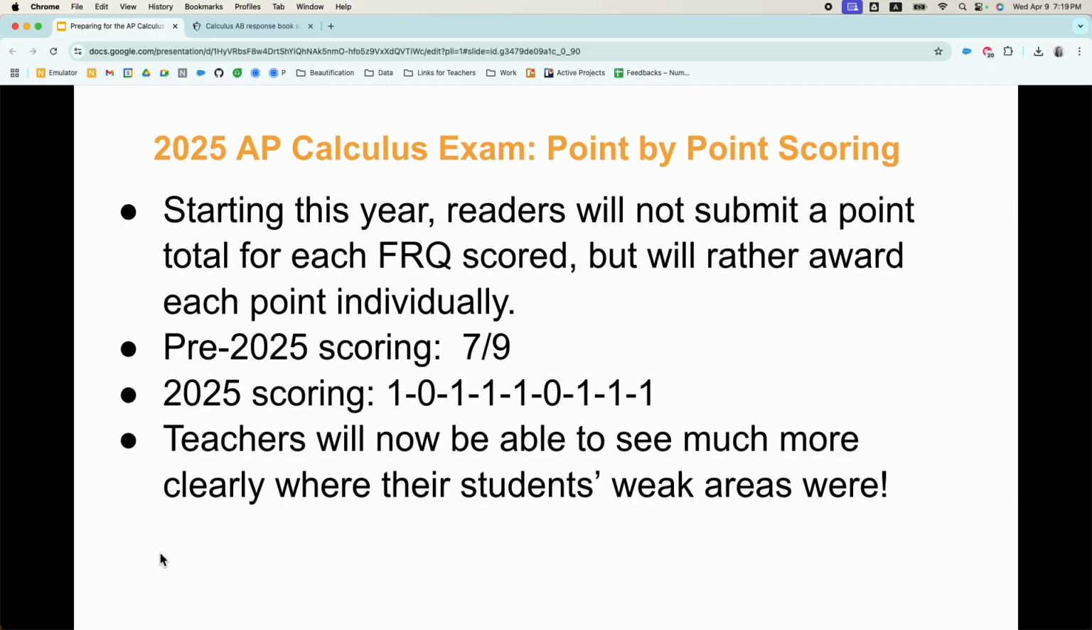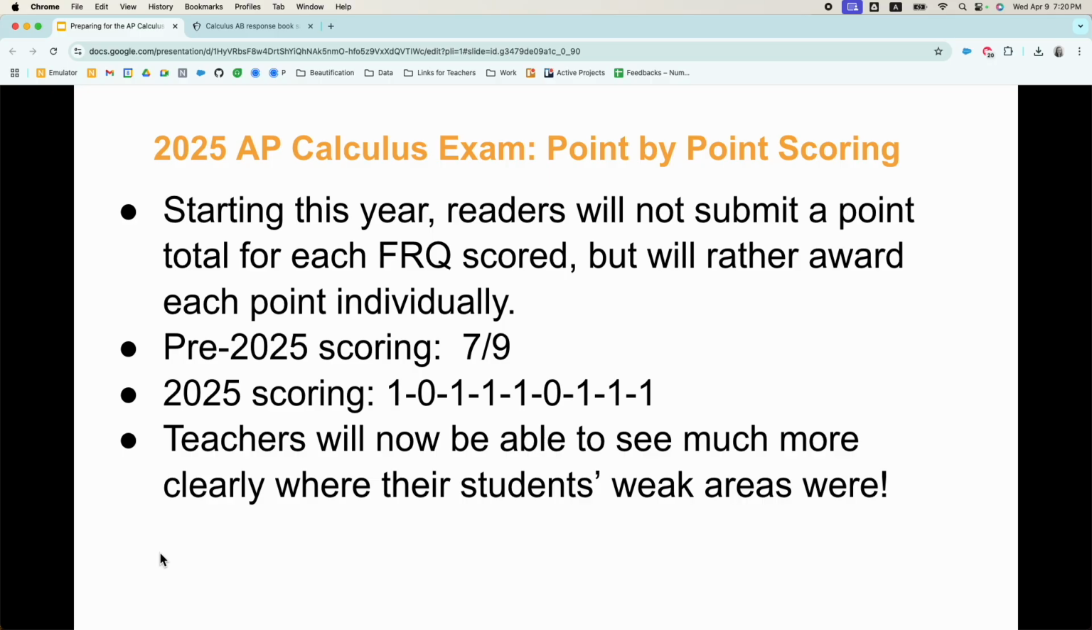So this year at the AP reading, we will not be submitting a score like 7 out of 9. Instead, what we will submit is what you see in that third bullet point. Every single point will either be awarded or not awarded. So we will be clicking through every single point. So you might get a 1, 0, 1, 1, 1, 0, 1, 1, 1. And that will tell us exactly what points were earned and what weren't.